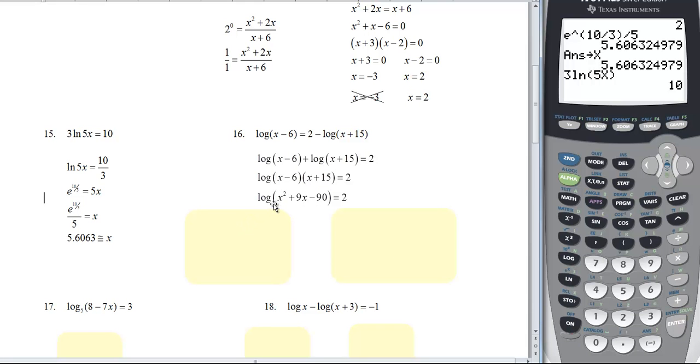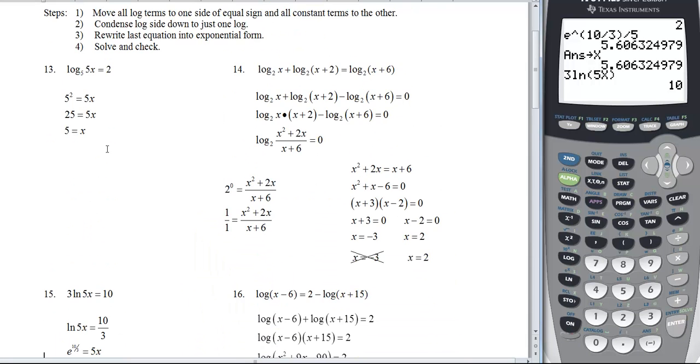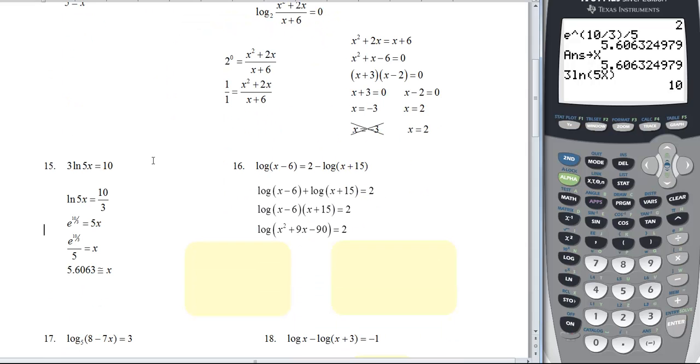Now, next thing I have to do, let's go back up here. Once the log is condensed, you get one log, you've got to rewrite that equation into exponential form. Here, the base is understood to be 10. So 10 squared is equal to that. 10 squared is 100. When you have a quadratic, you've got to get everything over to one side. So I'm going to subtract 100.